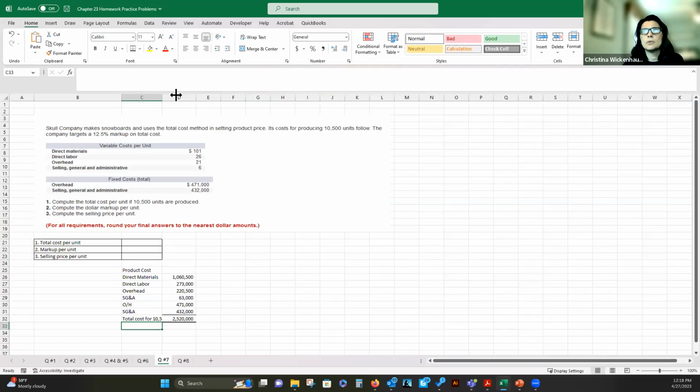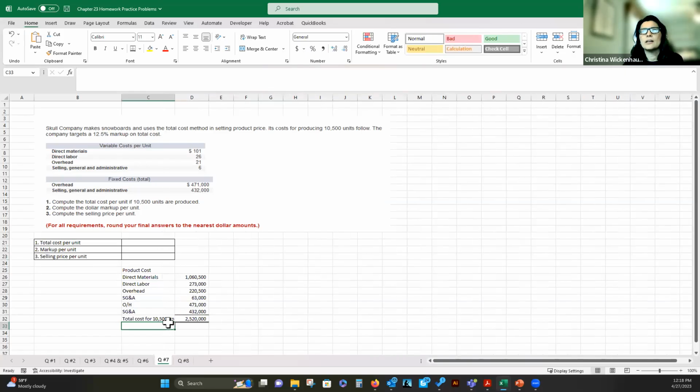But I kind of want to know the per unit price, right? So to do that, and I'm just going to do it right in the square, I'm going to take that total and I'm going to divide it by 10,500 units. So it's $240 per unit.